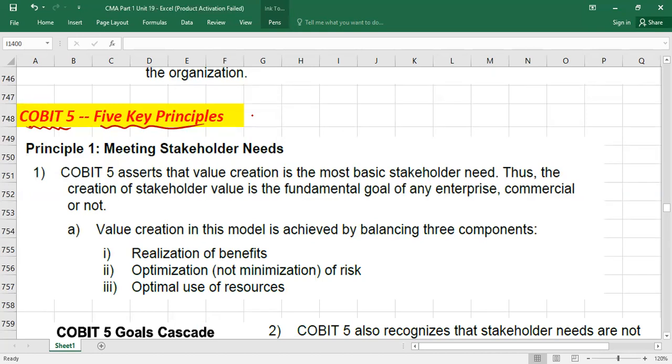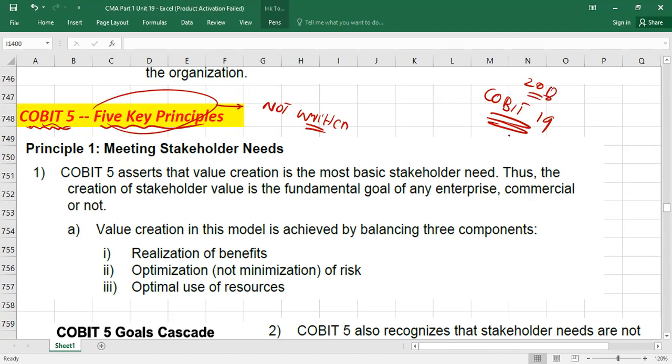Understood? So even this Cobit 5, which has 5 principles, is not written in your book. Okay. But whatever is written in your book, you cannot understand without understanding Cobit 5. Because then we have another version of Cobit, which is called Cobit 19. This was developed in 2018, but the name is Cobit 19. So to understand Cobit 19, which is written in your book, we need to understand Cobit 5 first. Understood? A lot of terminologies in Cobit 19 are derived from Cobit 5.